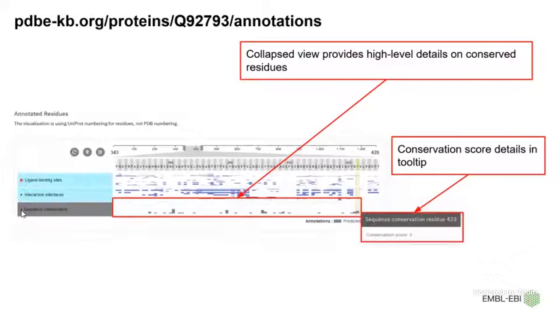If you collapse the sequence conservation view, you can see the high level details on the conserved residues. And if you hover over it in the tooltip, you can also see the conservation score.